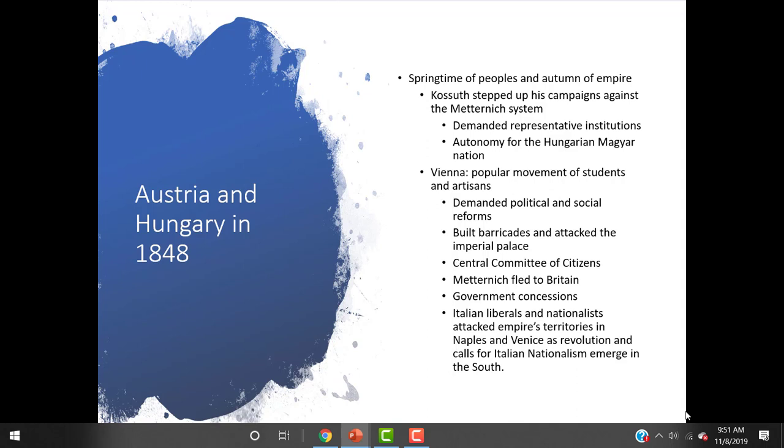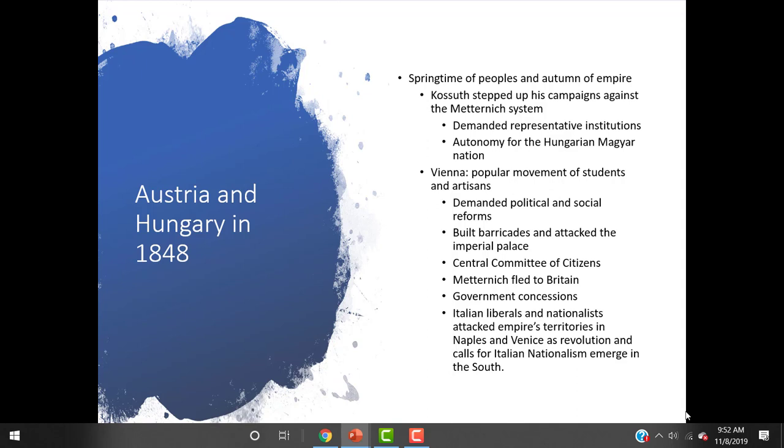Springtime of Peoples and Autumn of Empires. A lovely little title, and it brings images to mind of flowers and turning leaves. Kossuth stepped up his campaign against the Metternich system. He demanded representative institutions. He wanted autonomy for the Hungarian Magyar nation. Vienna was popular, very popular.